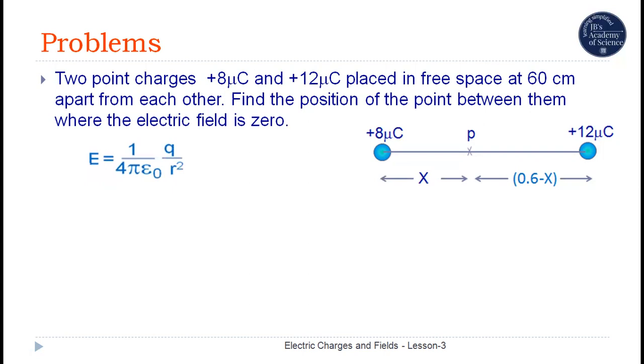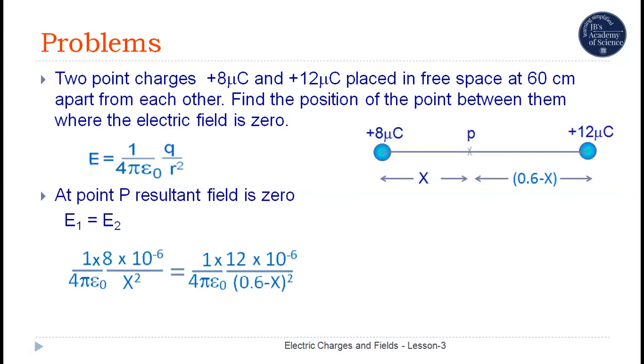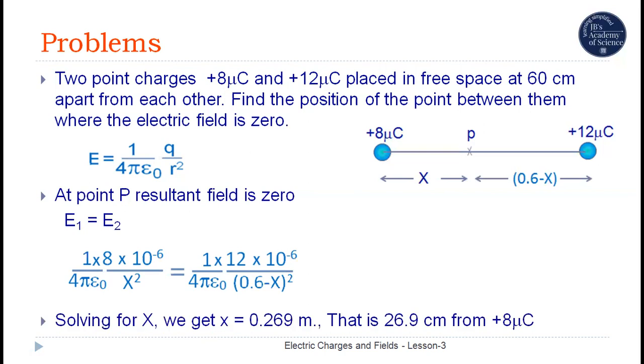We know that E is equal to 1 by 4 pi epsilon 0 q by r square. At point P, the resultant field is 0. E1 is equal to E2. That is, 1 by 4 pi epsilon 0, 8 into 10 to the power of minus 6 divided by x square is equal to 1 by 4 pi epsilon 0, 12 into 10 to the power of minus 6 divided by 0.6 minus x whole square. Simplifying and solving for x, we get x is equal to 0.269 meters. That is, the point is 26.9 centimeter from the plus 8 microcoulomb charge.